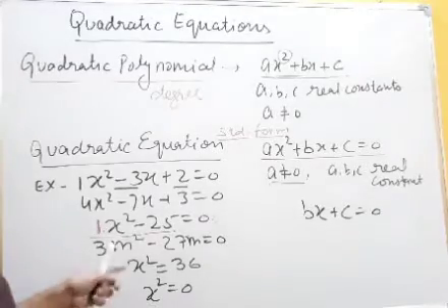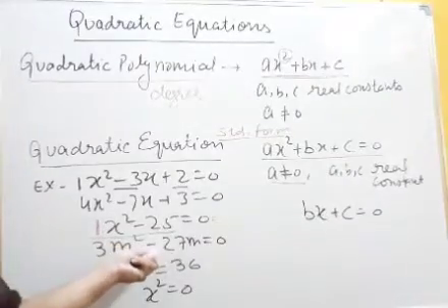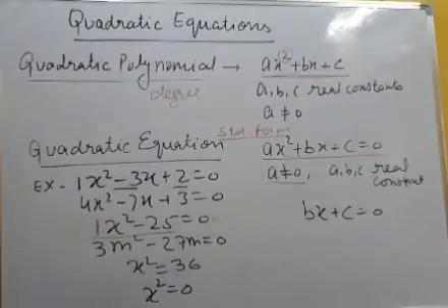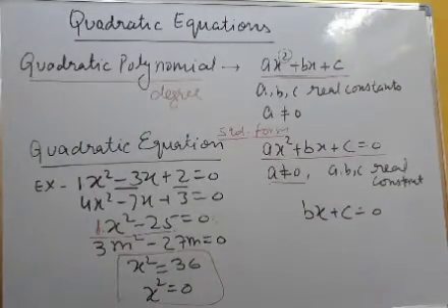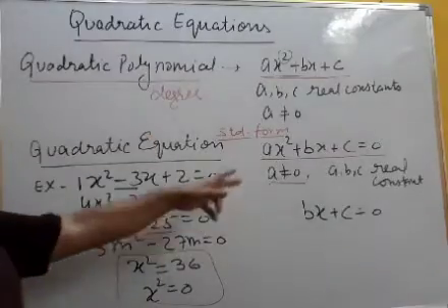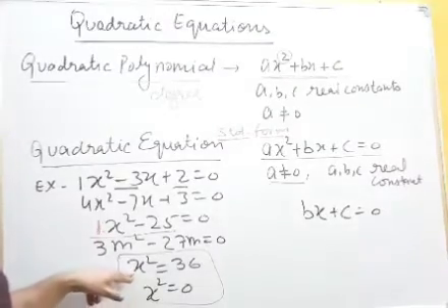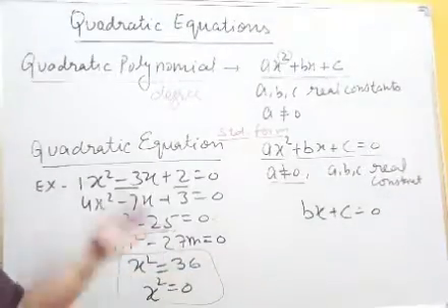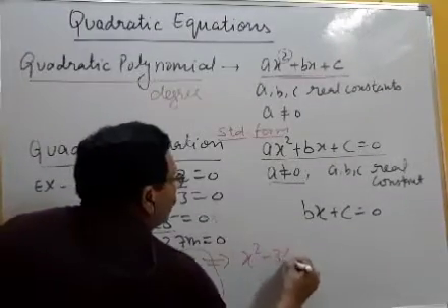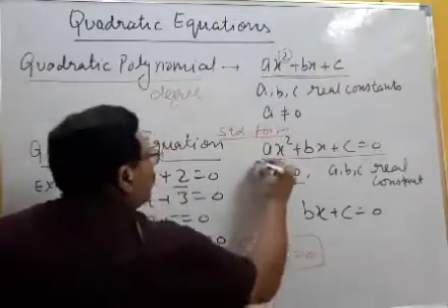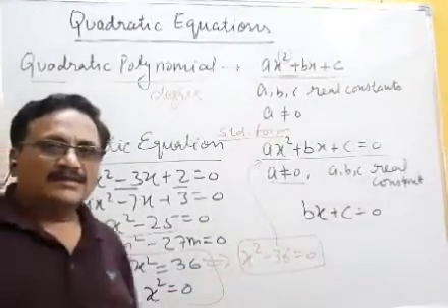Similarly, 3m square minus 27 is equal to 0. Here a is 3, b is 0 and c is minus 27. You can also write this. Can you consider these two? Are these quadratic equations? Yes, they are. Why? Because they are following ax square plus bx plus c, a is not equal to 0, the degree of x is 2 and the c value is 36. Minus 36 when you take this side, you can see this is x square minus 36 equal to 0. If you compare with this equation, you will find x square minus 36 equal to 0. Here a is 1 and c is minus 36.